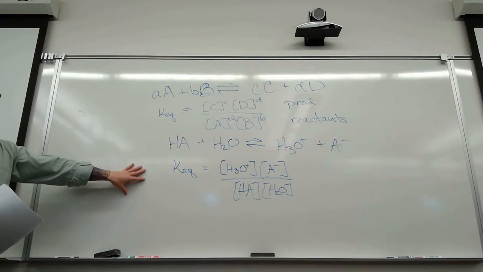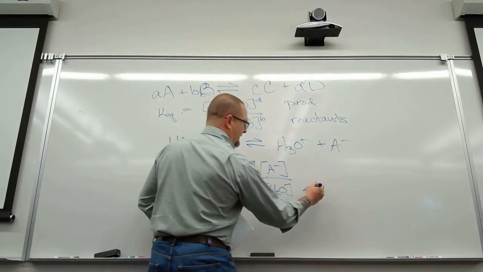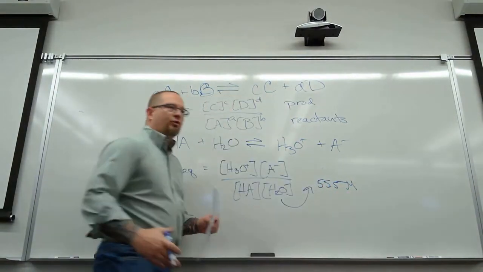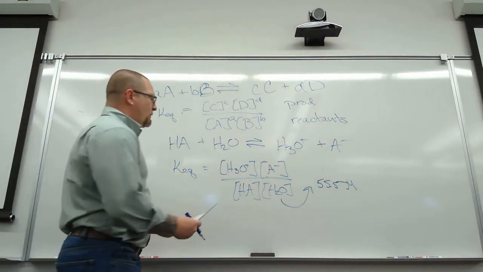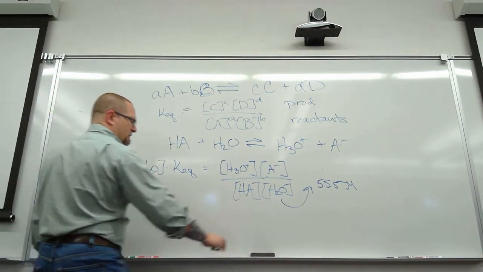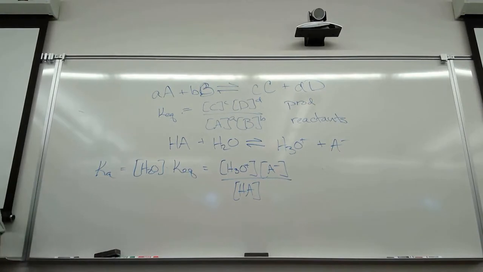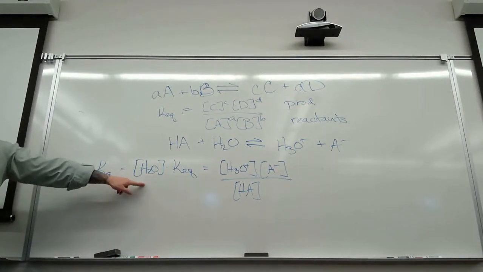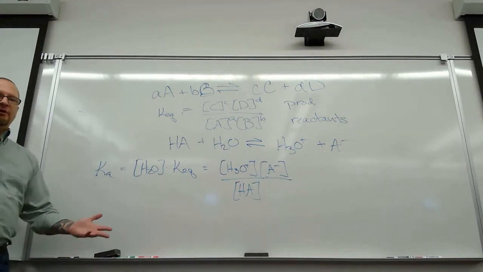Now, this is not what you guys have typically seen for acid-base reactions. You've seen K sub A, acid dissociation constant. And the reason for that is because concentration of water is also a constant, 55.5 molar, because everything's in solution with liquid water. So what we can do is pull the concentration of water out, and this is actually what K sub A is. K sub A is just the equilibrium expression for an acid base times 55.5. It's the same thing. So if you're ever given a K sub A and you want to find the KEQ, just divide by 55.5, and that's what the value is.